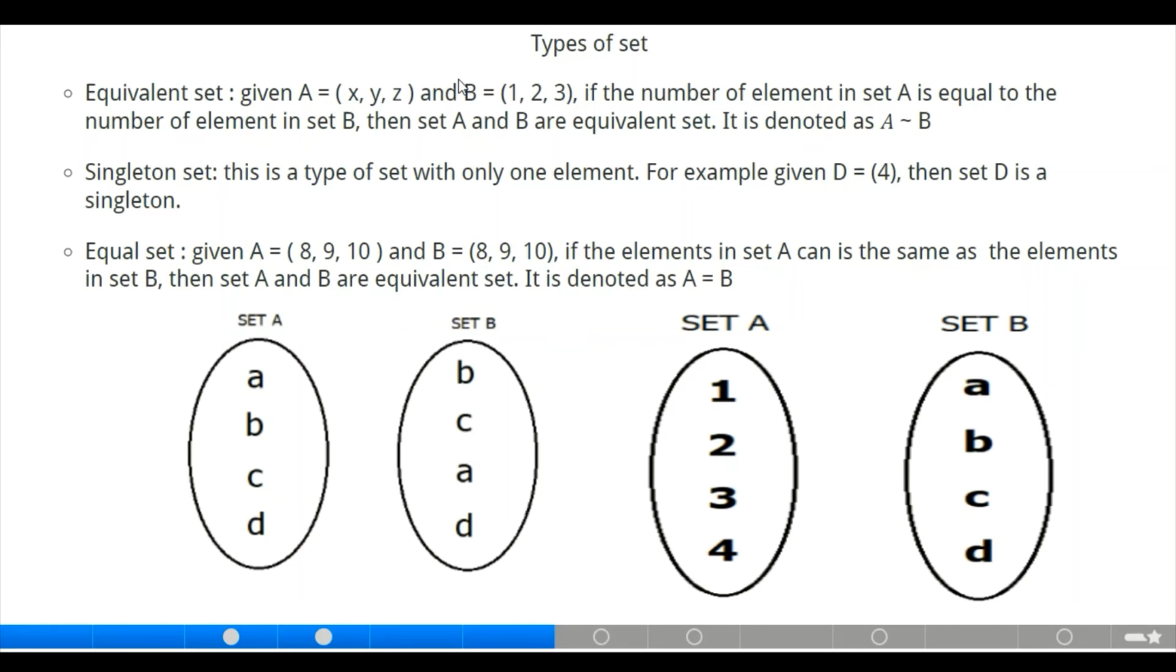Then we have singleton sets. This is a type of set with only one element. So we have only one element in that type of set, and we have an example here: given set D, it contains just one element, which is 4.